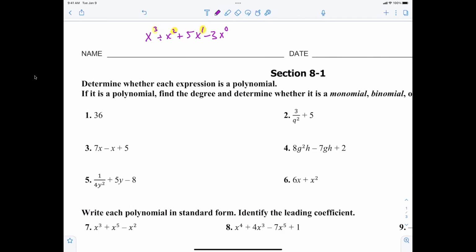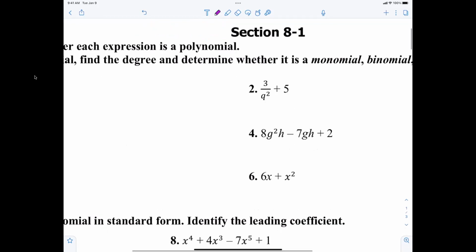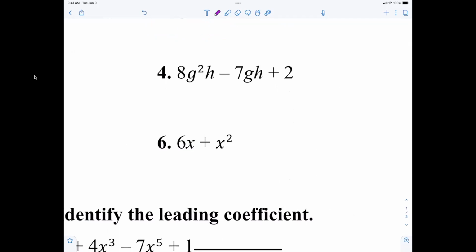Now, if you're talking about a polynomial, you don't have to have just one variable either. You can have many variables. For example, look at number 4. It's still considered a polynomial as long as the exponents are whole numbers. Remember, whole numbers are just 0, 1, 2, 3, 4. No fractions or decimals.